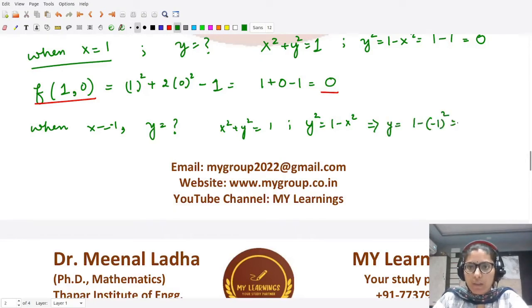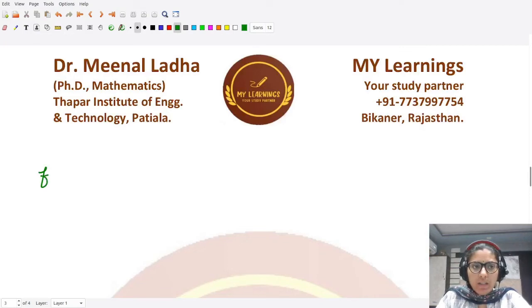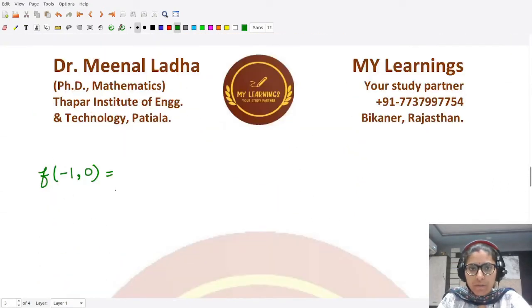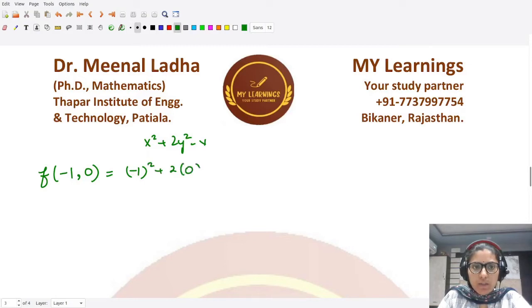Minus 1 square. So you have 1 minus 1, that is again 0. So here what do you have as a point? We'll be calculating the function's value when x is minus 1, y is 0, as we have just calculated above, right? So here the function was x square plus 2y square minus x. So our function here would be minus 1 square plus 2 into 0 square minus of minus 1, right? So this is what we have.